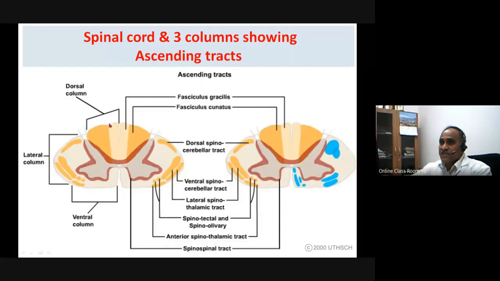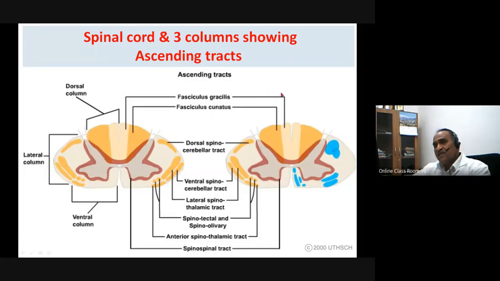We have 3 columns. The spinal cord has 3 columns. This is the dorsal column, a lateral column, and the ventral column. And these sets of neurons have these bundles. These are fasciculus. Fasciculus is a bundle. These are the white matter. These fibers are a group of fibers.